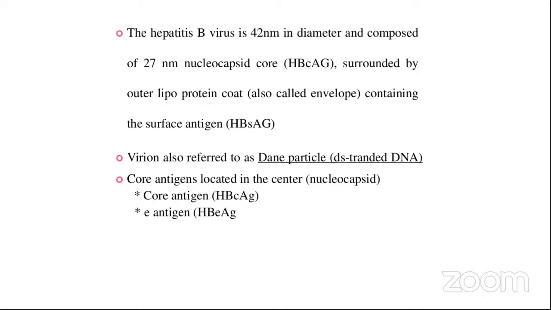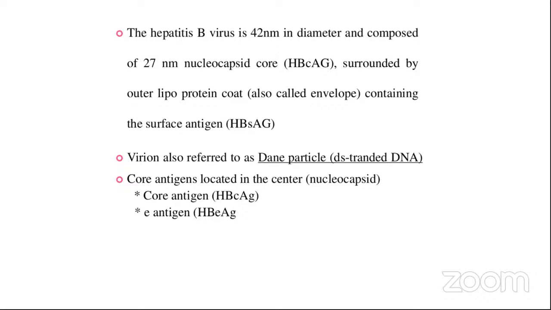Okay, so the virion here is sometimes also called the Dane particle. Why is it called the Dane particle? Because it is a double-stranded DNA virus. That's why sometimes people refer to it as the Dane particle. So in future, if the word Dane particle comes, you should understand that yes, it is the hepatitis B virus.